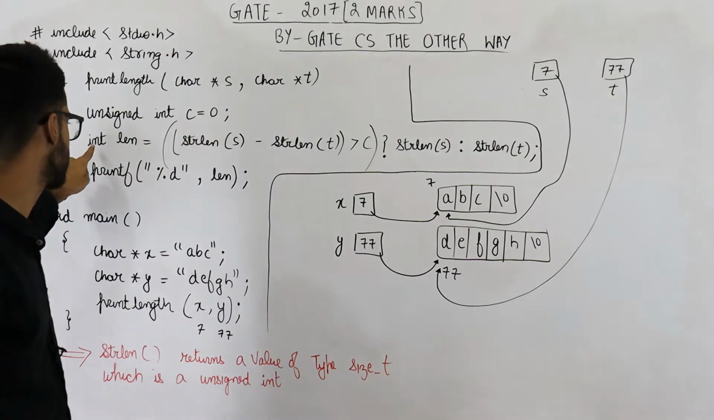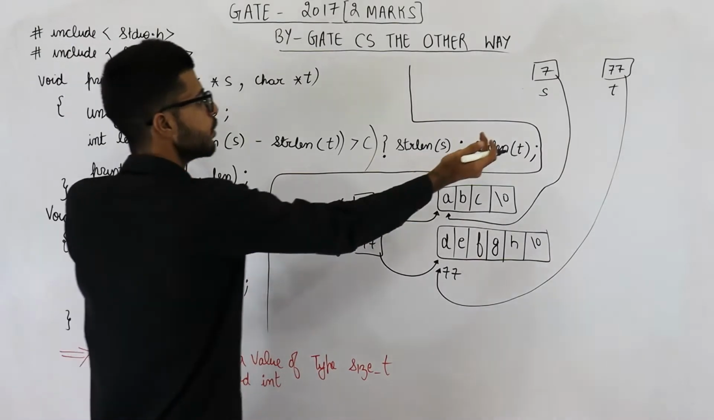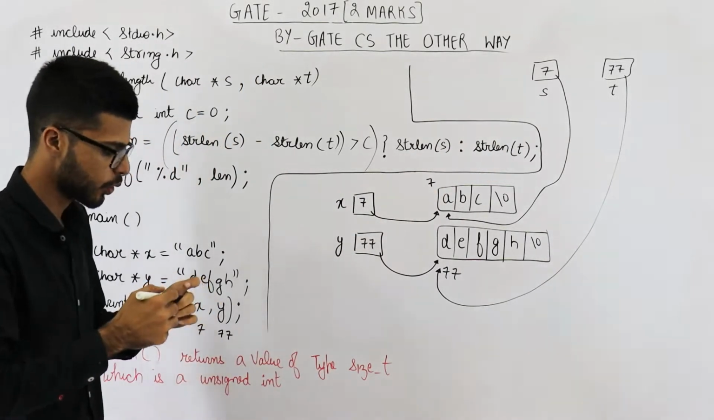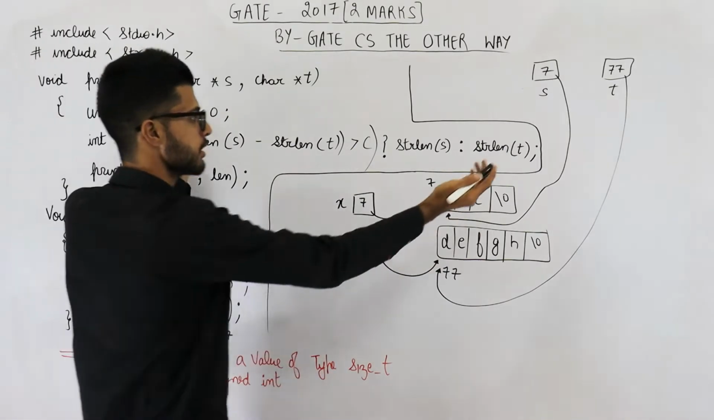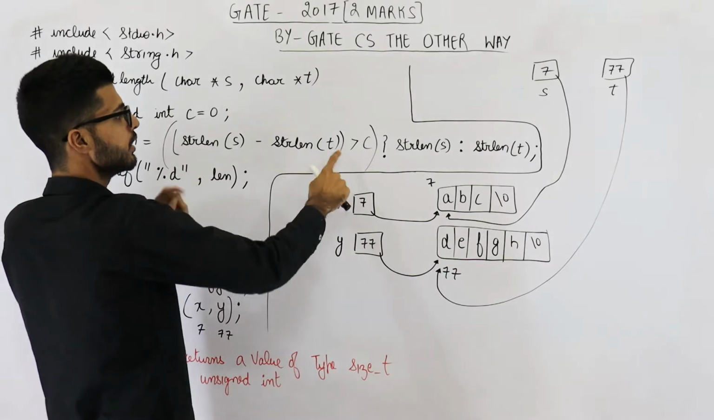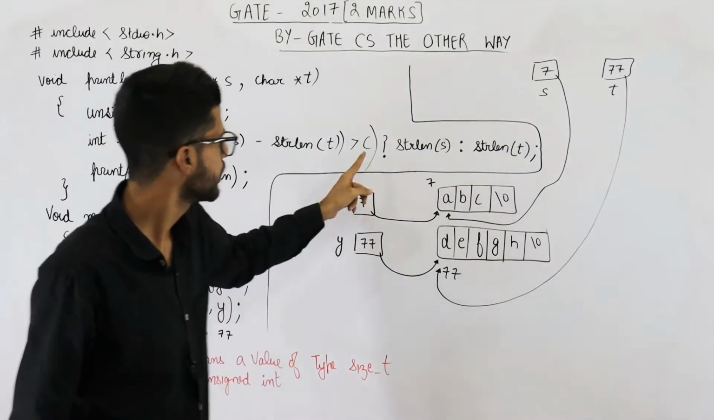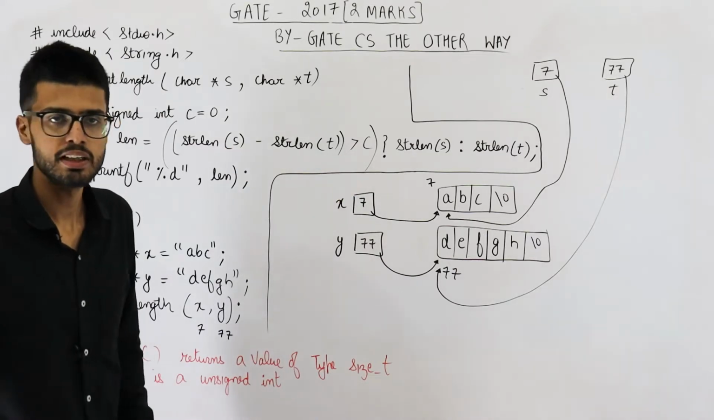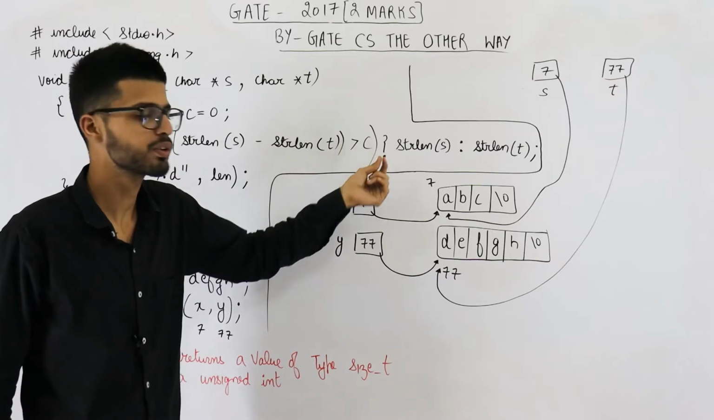In next line, we are declaring one more integer that is initialized with this value. Now what is this? This is ternary operator. So this expression will have this value if this is true, and this entire expression will have this value if this is false. Now we need to determine, is this true or false? Whatever is written before this question mark.